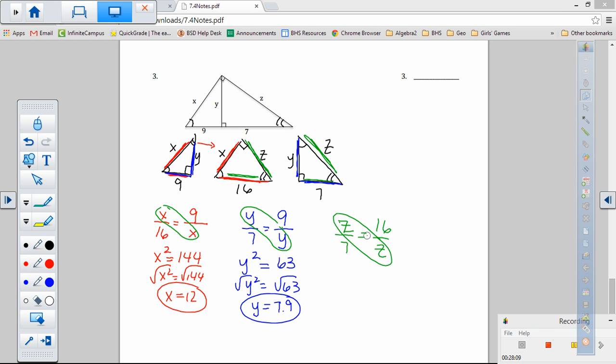And I did it right because I have my geometric mean happening. Z squared equals 7 times 16, which is 112. Square root both sides. And z equals 10.6. That is your lesson on similar right triangles.